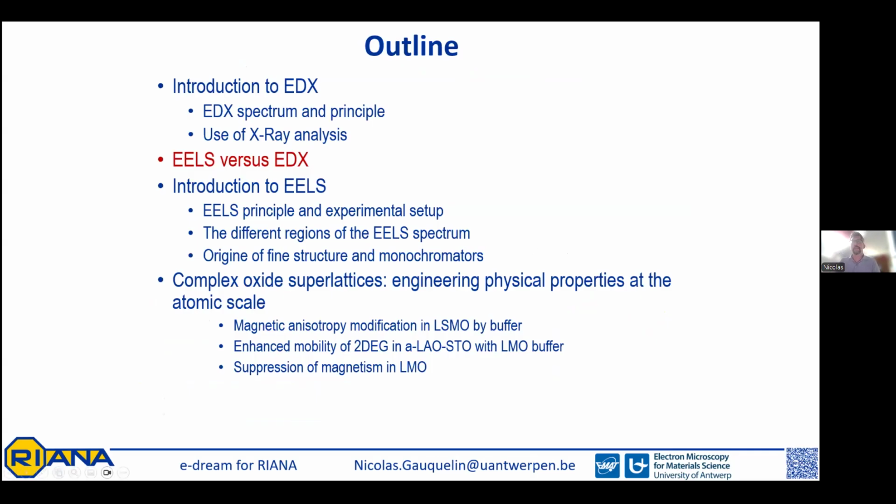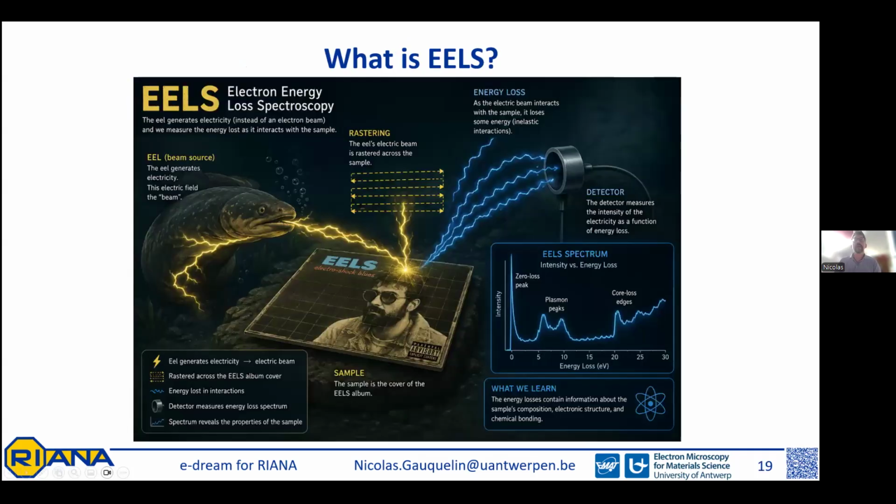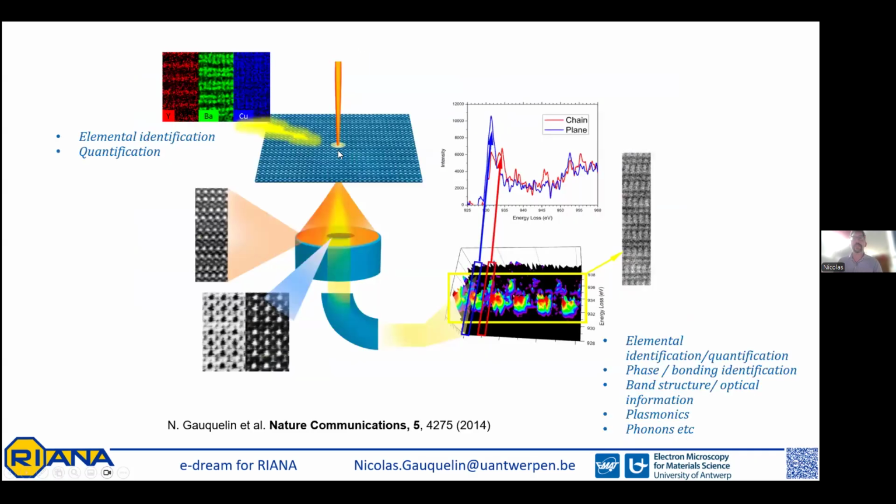So what is EELS? Well, I asked ChatGPT to help me, and he came up with the following. That electron energy loss spectroscopy is, so you have an EELS that generates electricity instead of the electron beam, and we measure the energy loss as it interacts with the sample. So you have here your beam source, which is the EEL that gives electricity. And then from the rastering of that electricity, you have an energy loss that is detected by the detector and get an EELS spectrum. Well, I don't think that's correct, so I will give you the correct answer.